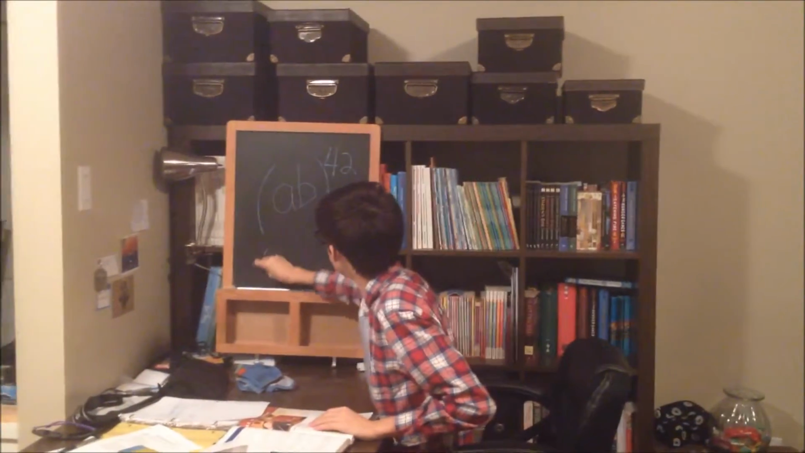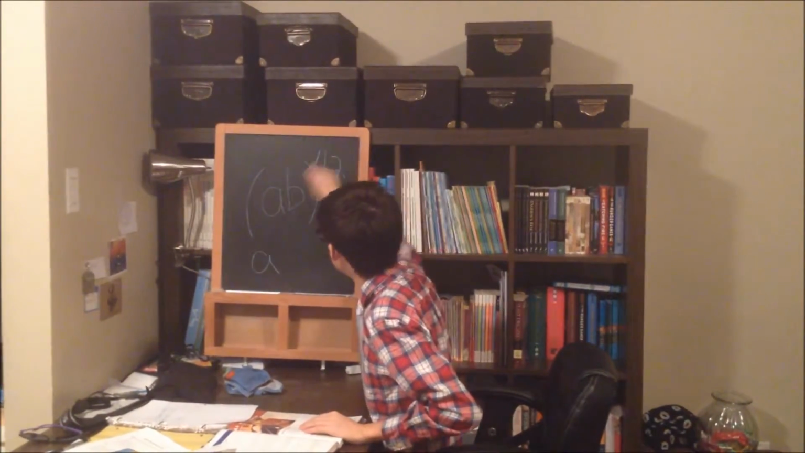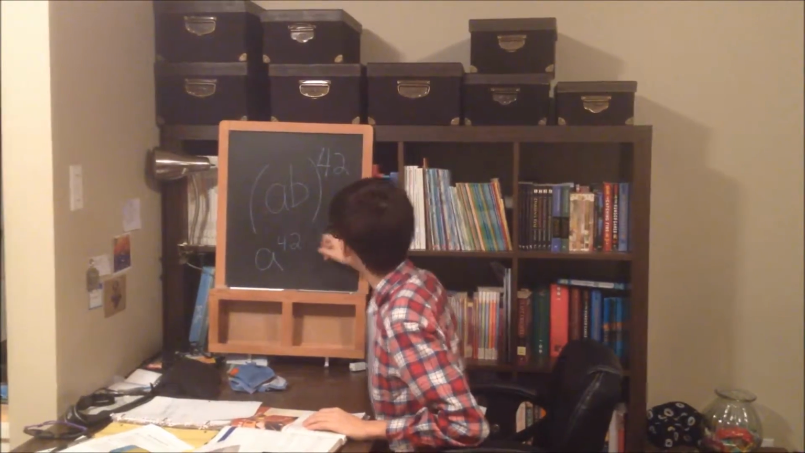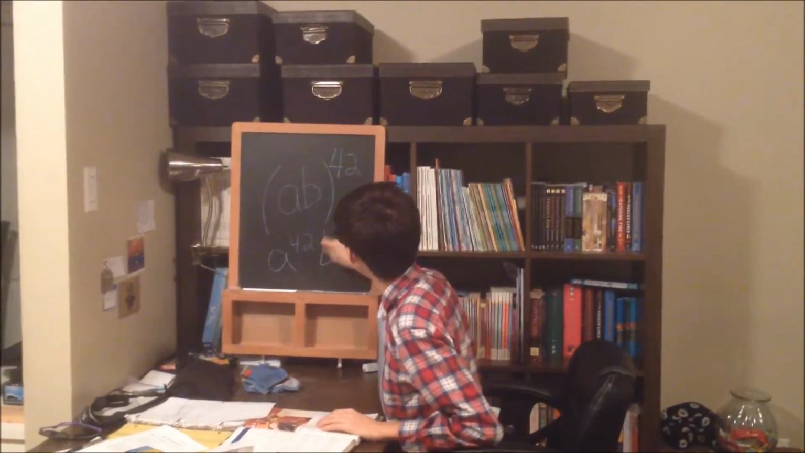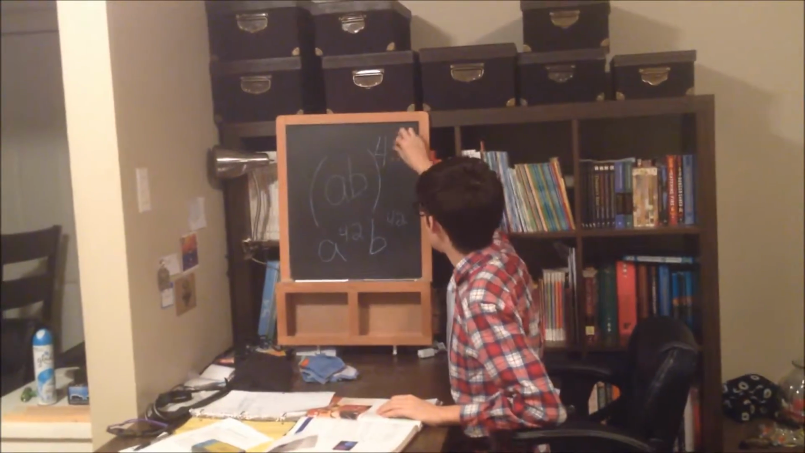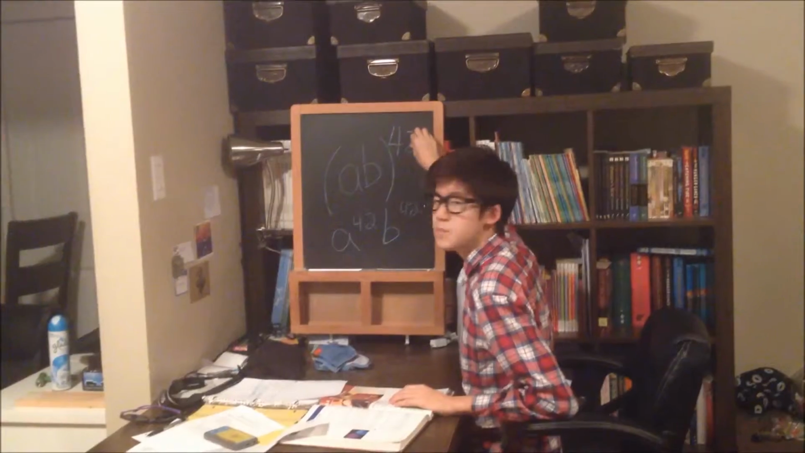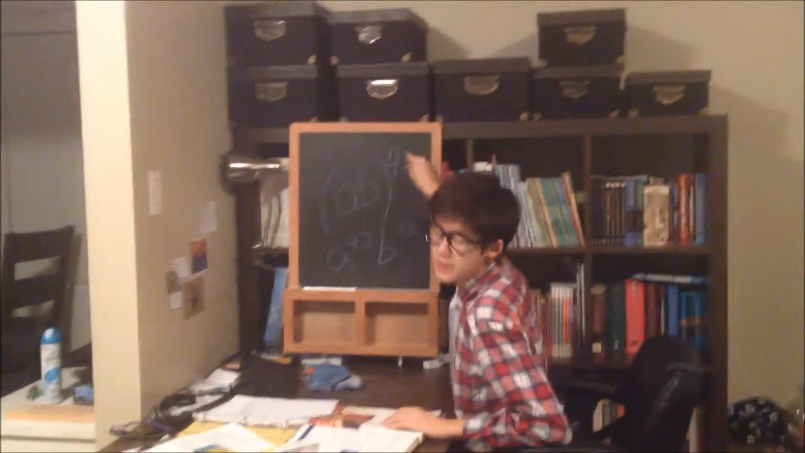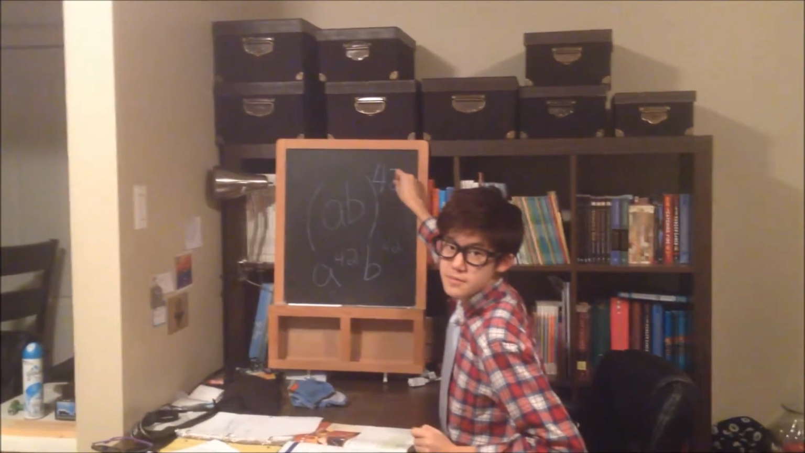So A goes into 42, and B also goes into 42. You must always separate each number. Never do this inside and then outside. That's the common mistake.